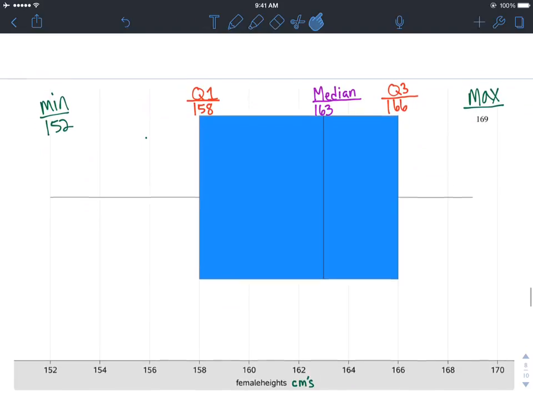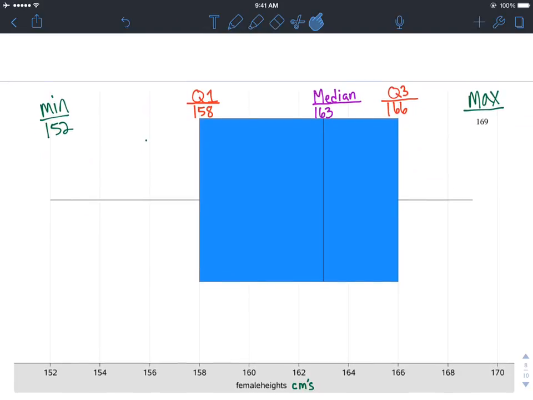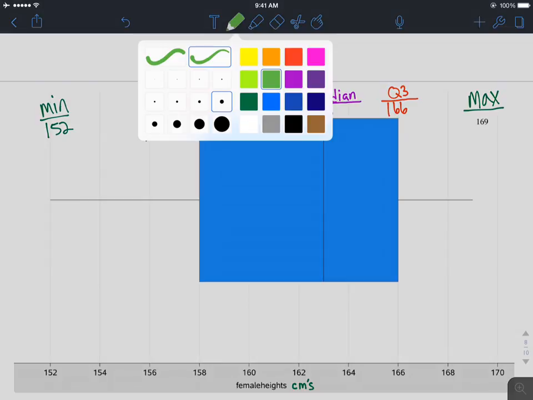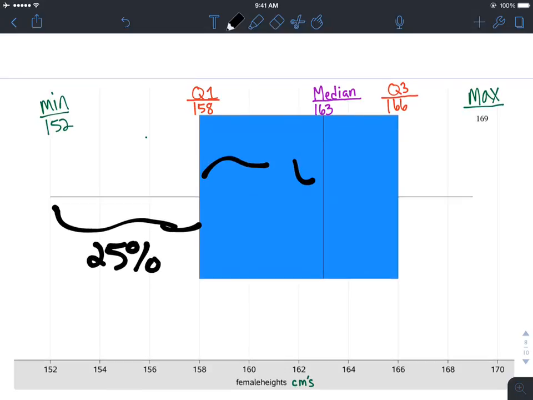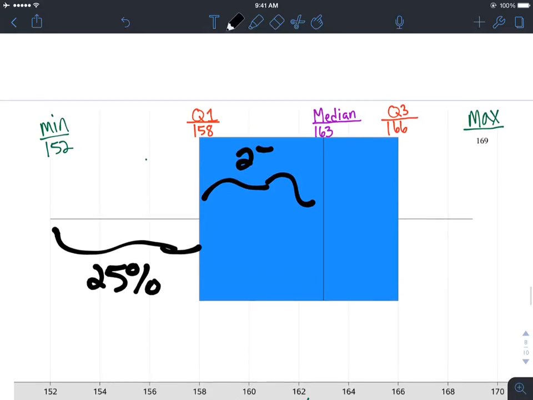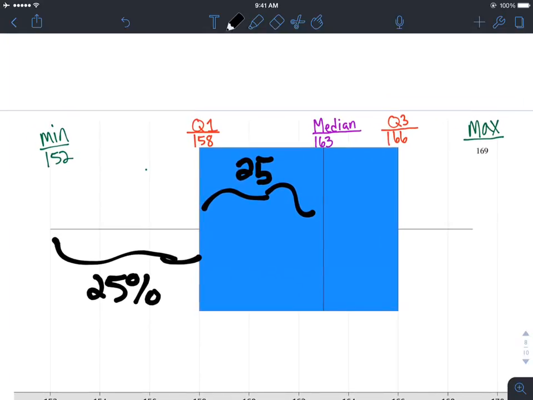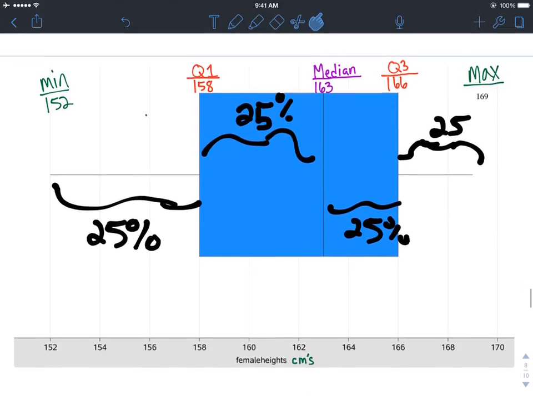And here was just the female heights in centimeters, and notice I have it labeled here. So if you just take a look at this quickly, 25% of my data is here, another 25% in between Q1 and the median, 25% of my data is in between median and Q3, and another 25% is in between Q3 and the maximum. And that should be it.